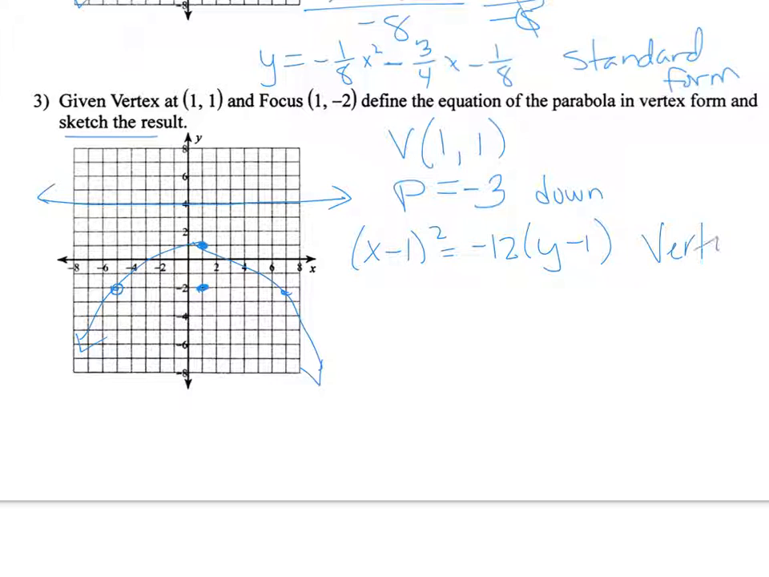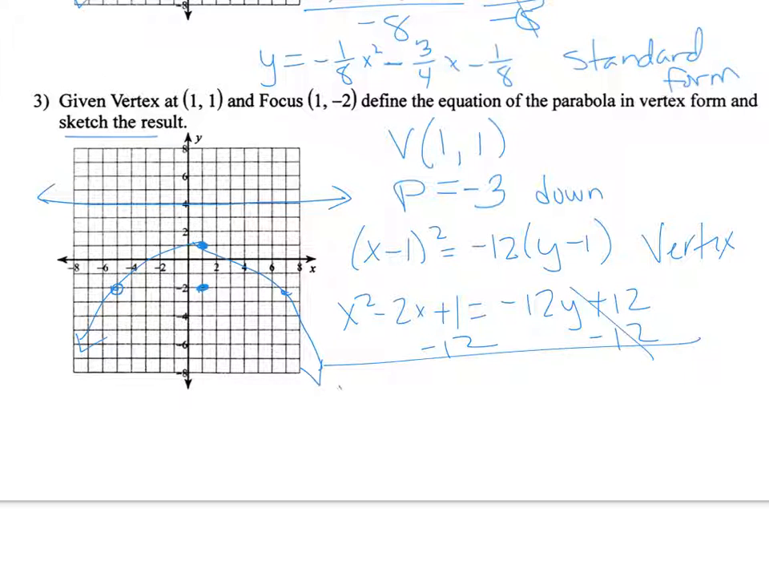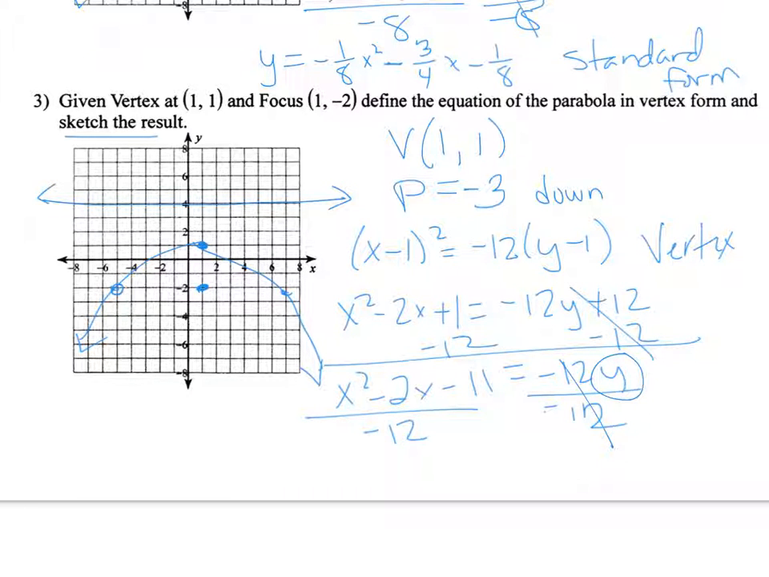Remember, this is our vertex form. Squaring this, x squared minus 2x plus 1 equals negative 12y plus 12. We're putting this in standard form now. It does not say that in the directions, but it should have. Divide the whole thing by negative 12, so I'm taking that negative 12 and putting it into each of these pieces and reducing as I go. I'm going to move y over to this side because I like it there better. Negative and negative is a positive, 1/6, and a negative is a positive, 11/12.